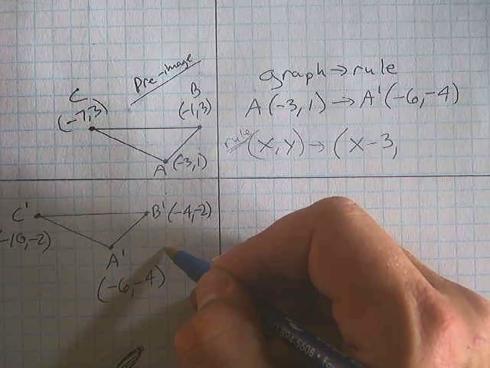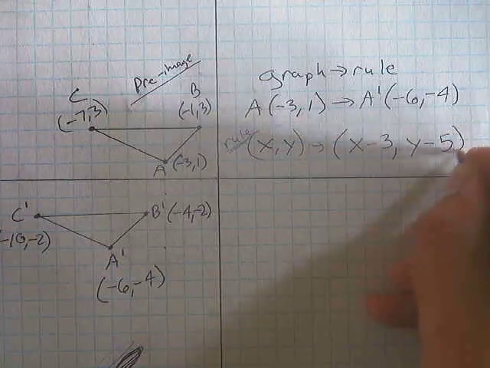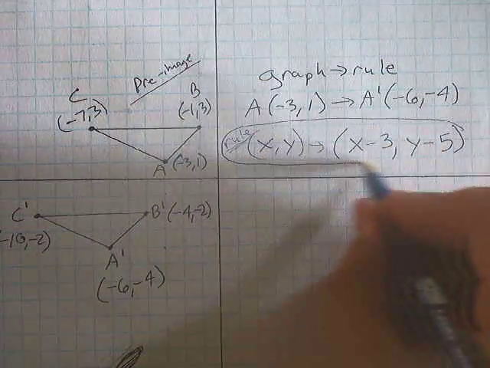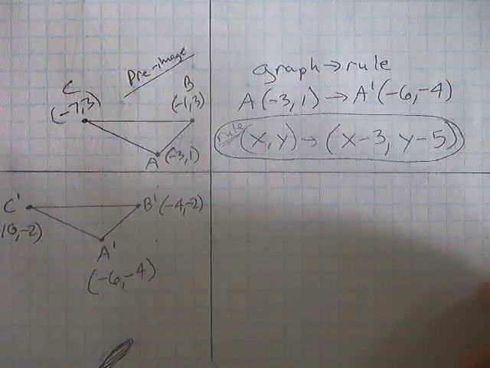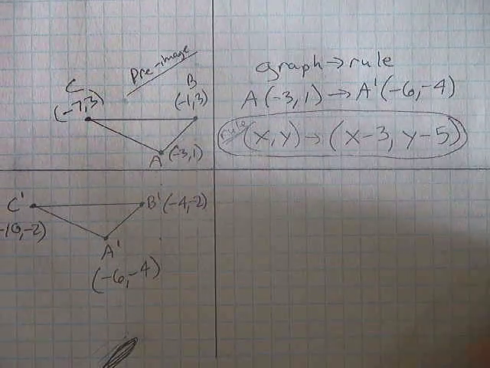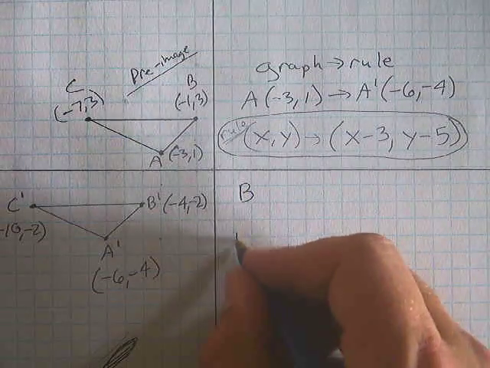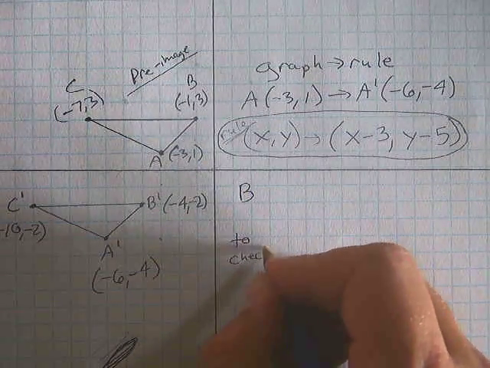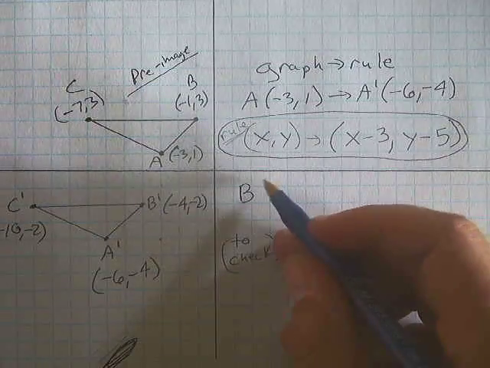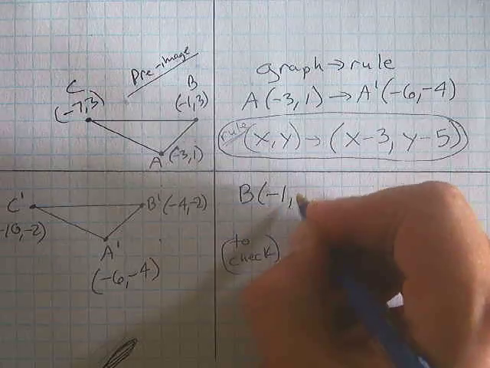Okay? Now, y coordinate, this is what I was trying to talk about just a moment ago. I'm going from 1 to negative 4. So I'm going down. Looks like I'm going down 5, right? So from A, let's check it out. 1, 2, 3, 4, 5. Yep, I did go down 5. This is going to be y minus 5. This is going to be our rule.